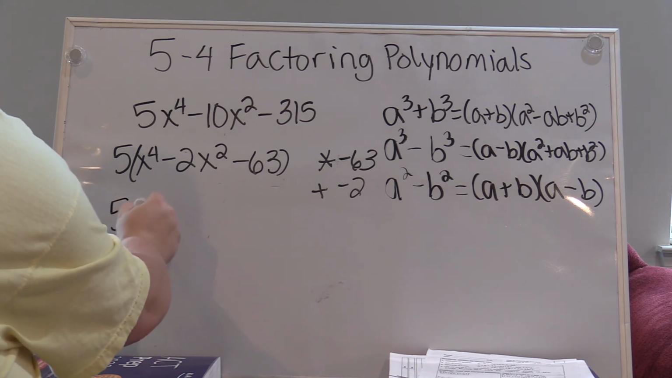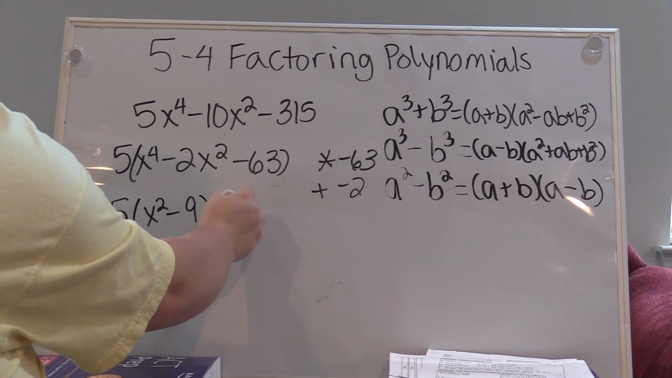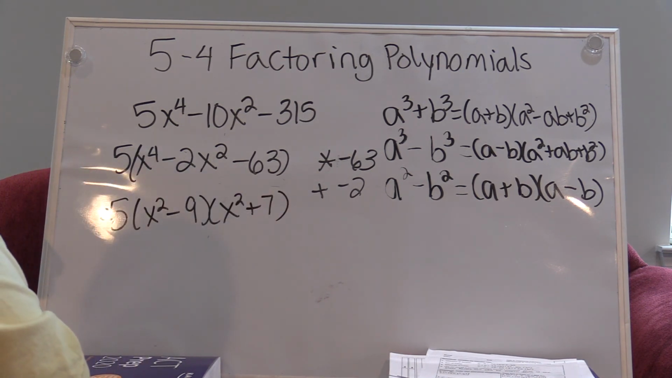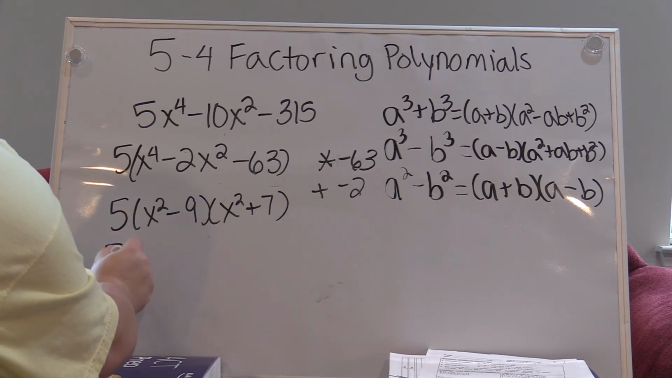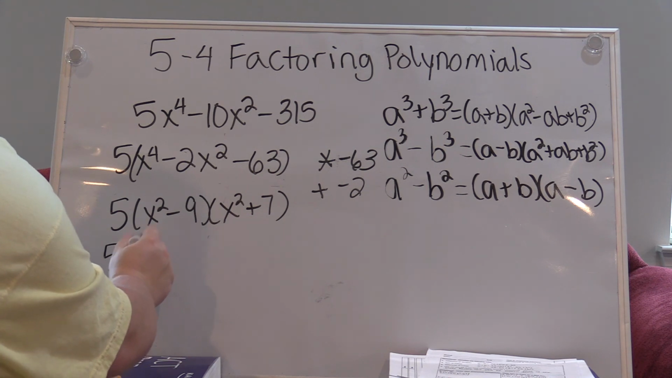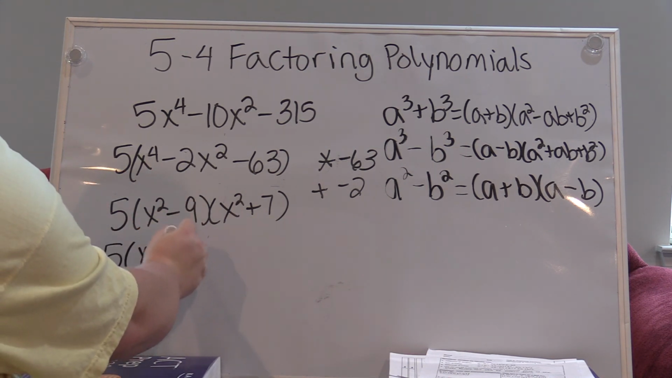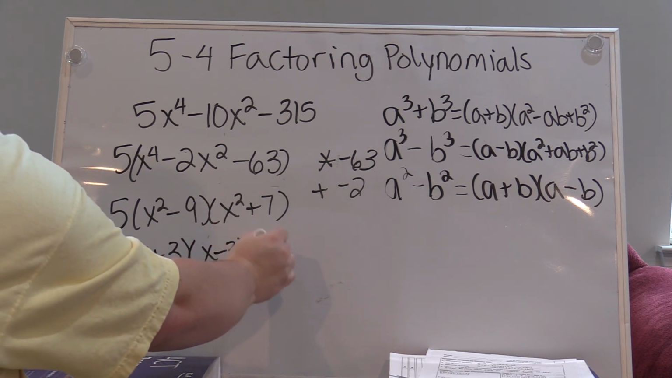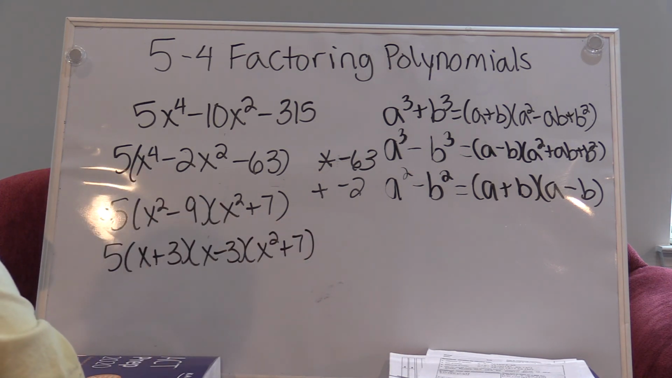So I get 5 times x squared minus 9 times x squared plus 7. Here, do you notice anything interesting? You're right. Right here can be factored again because they're both perfect squares. So the square root of x squared is x. The square root of 9 is 3. So it's x plus 3 times x minus 3 times x squared plus 7. There we go. 2 more examples.